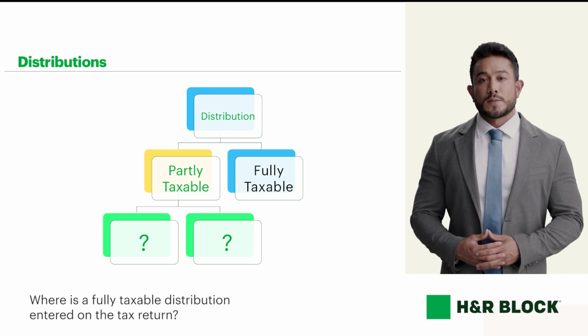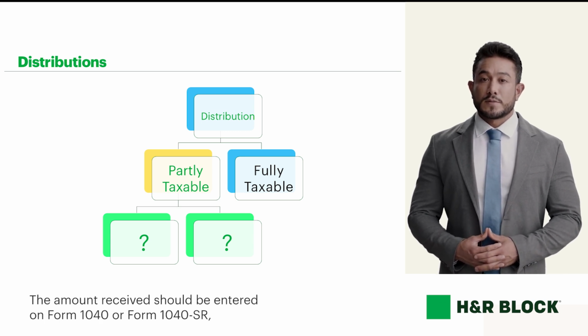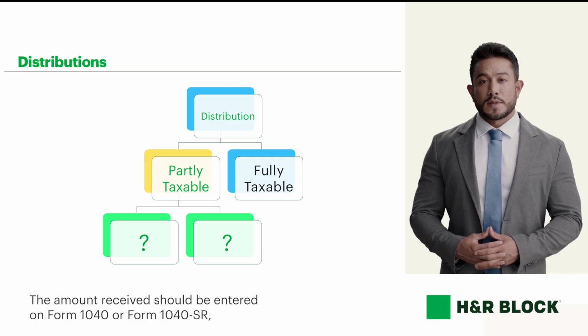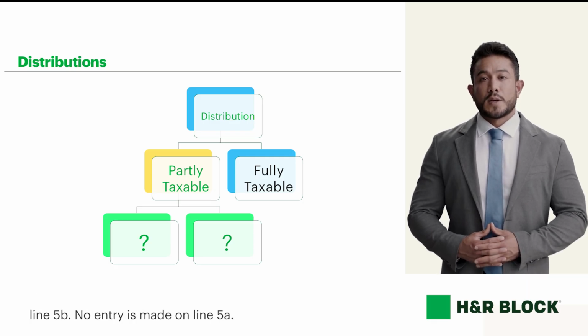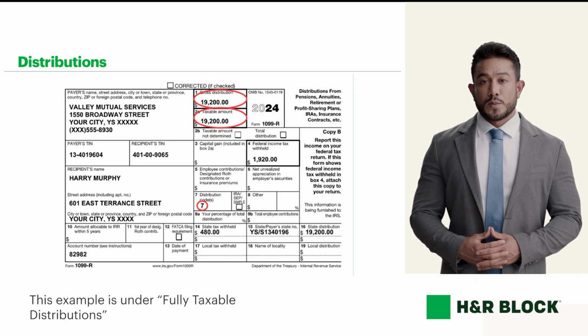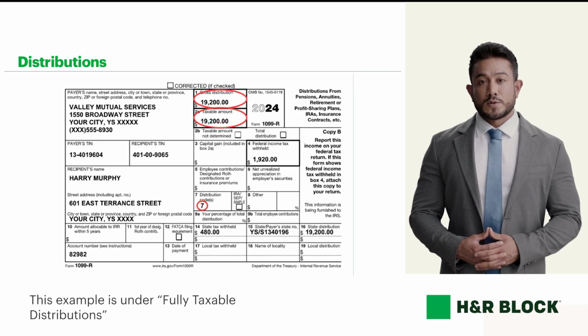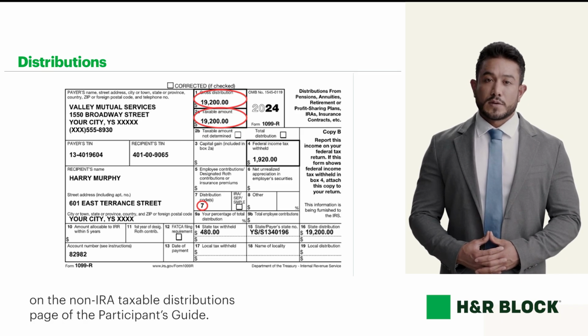How is a fully taxable distribution entered on the tax return? The amount received should be entered on Form 1040 or Form 1040-SR, line 5B. No entry is made on line 5A. Here in this example, we can see a fully taxable distribution. This example is under fully taxable distributions, on the non-IRA taxable distributions page of the Participant's Guide.